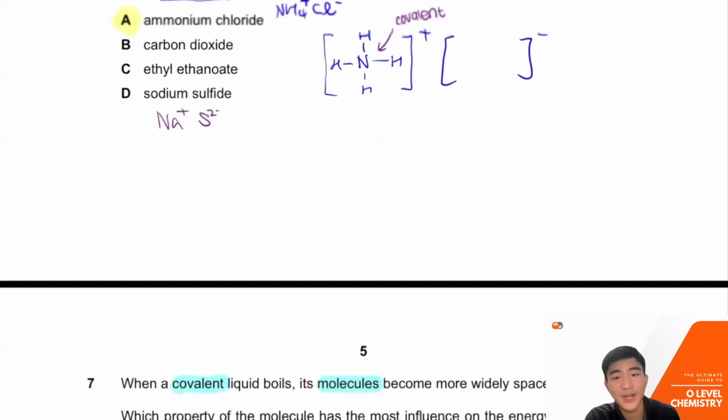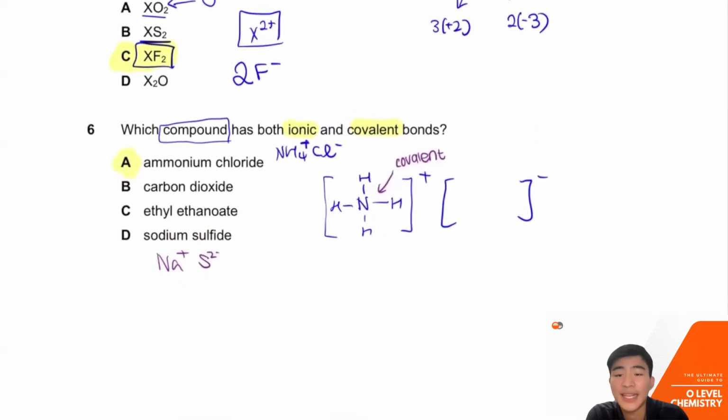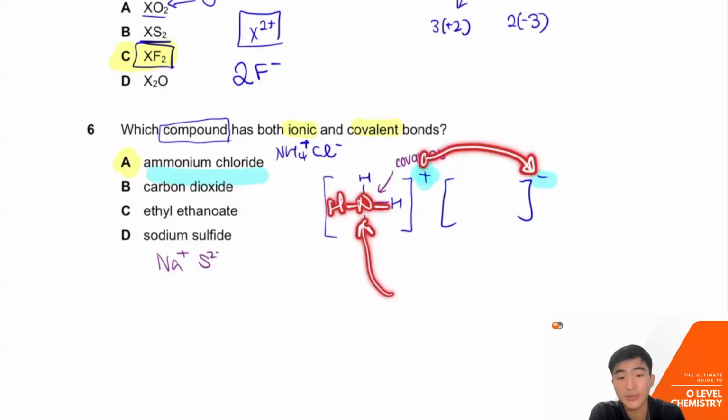Before that, I have a question for Kaisi: does it not need to be an ionic compound to have an ionic bond? No, it needs to be an ionic compound. Ionic compounds contain an ionic bond. You can see ammonium chloride, because it's positive and negative, the ionic bond exists here. Whilst ammonium chloride also has covalent bonds, because covalent bonds exist between nitrogen and hydrogen in the ammonium ion.